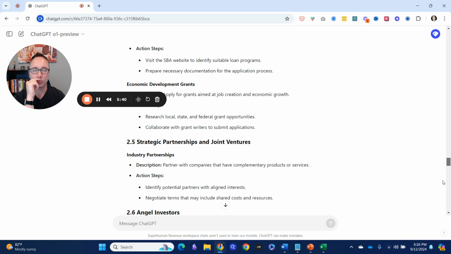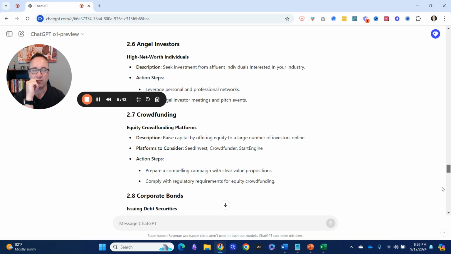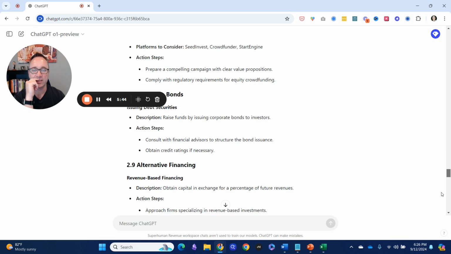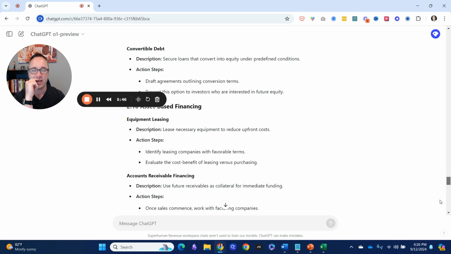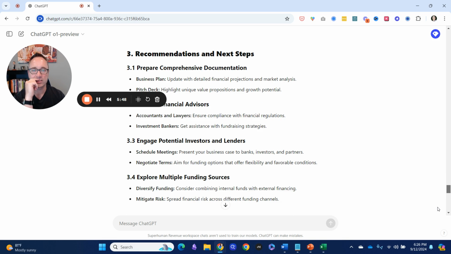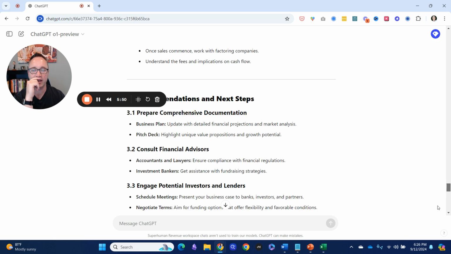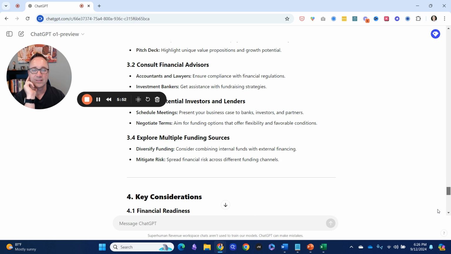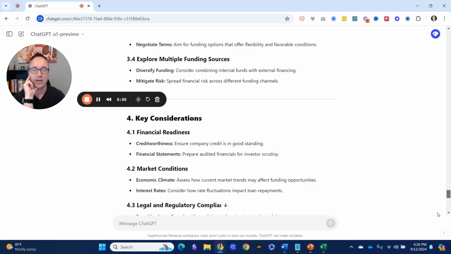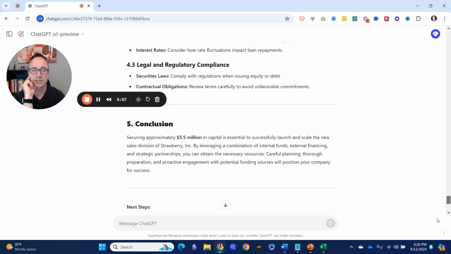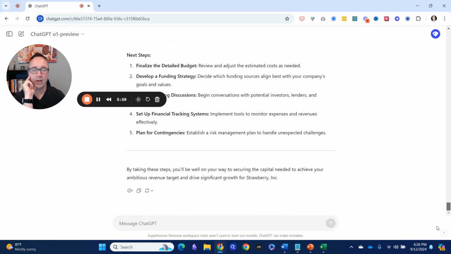I can't wait to really dig in. It's got angel investors, crowdfunding, corporate bonds, alternative financing, convertible debt. Recommend next steps, prepare comprehensive documentation, financial advisors. Okay, explore it, and then it's saying readiness, marketing conditions. Wow, I like it. Thumbs up, OpenAI. Great start. Can't wait to really test this.